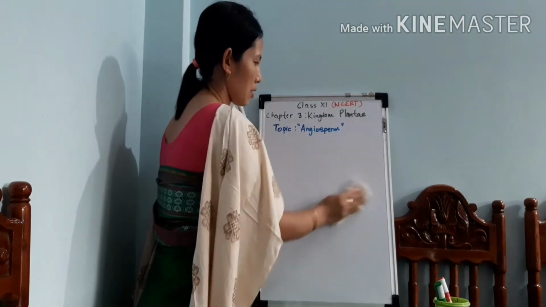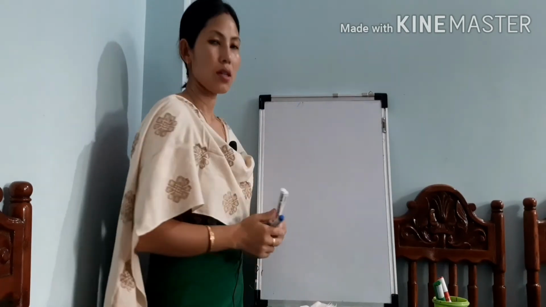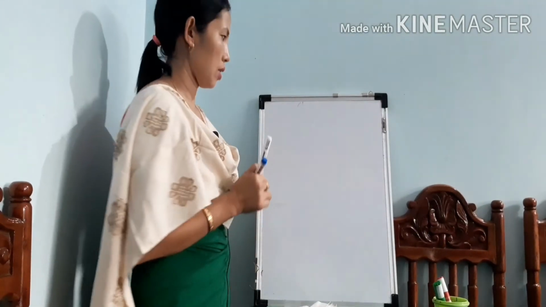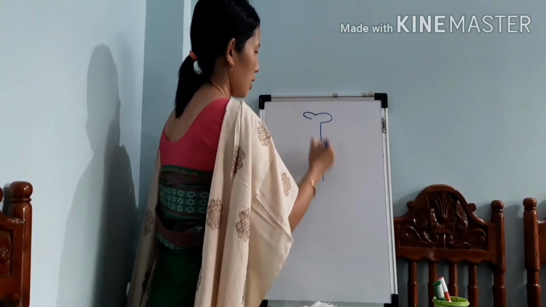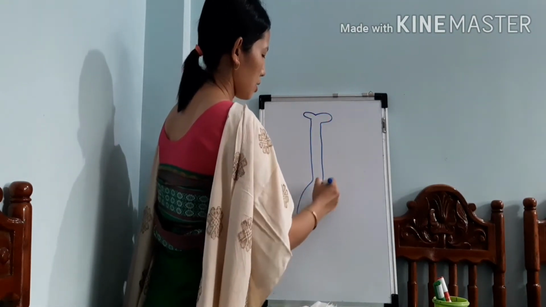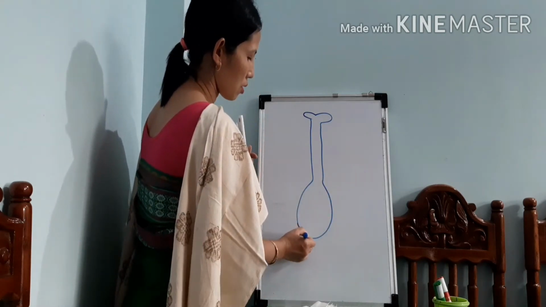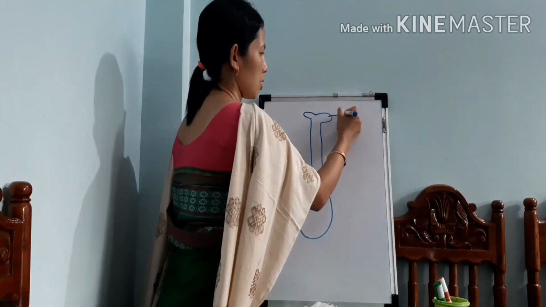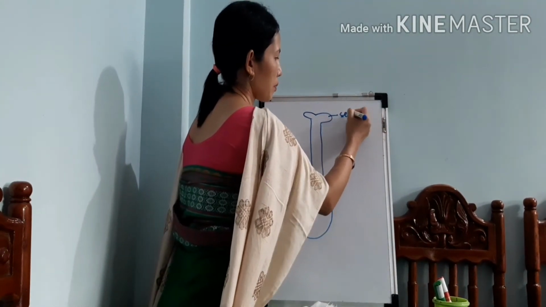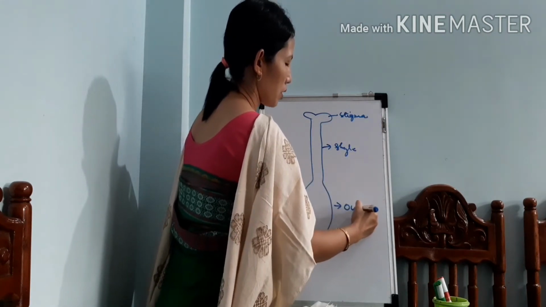So to explain this, first let me draw a typical structure of a pistil. A pistil contains a stigma, a style and an ovary. So the ovary is the bulging part, the spherical and bulging part of a pistil. So it contains a receptive stigma, a style and an ovary.